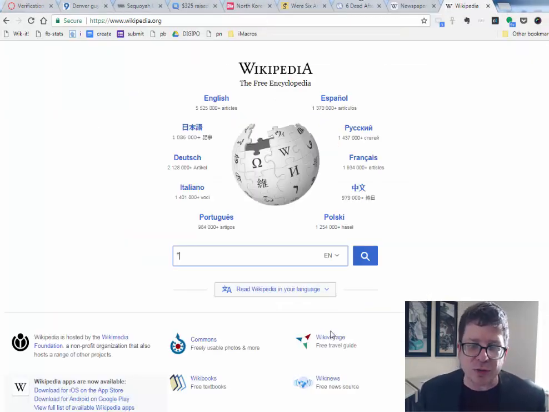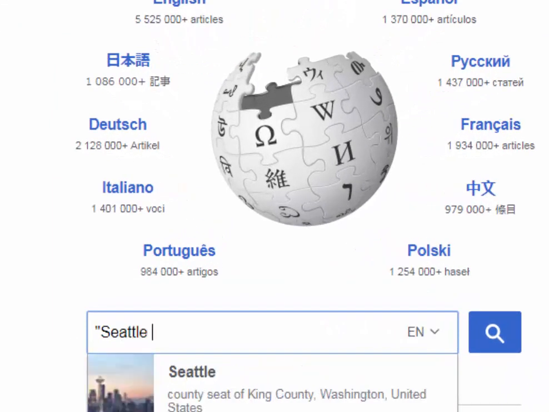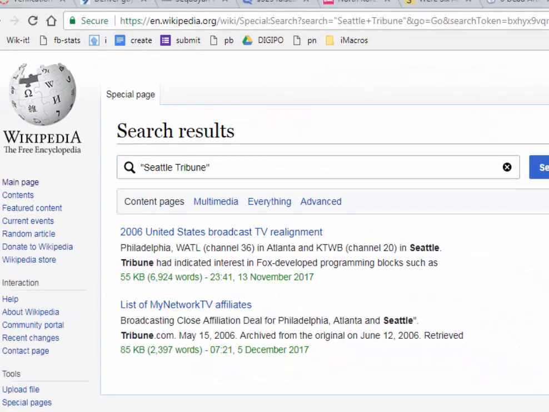And just in quotes, because we're looking for the full thing, Seattle Tribune, and look for that. And what we see here is we get 2 results, but if we look closer, it's Seattle period Tribune, Seattle period Tribune. There's actually no incidences in all of Wikipedia of this Seattle Tribune newspaper.